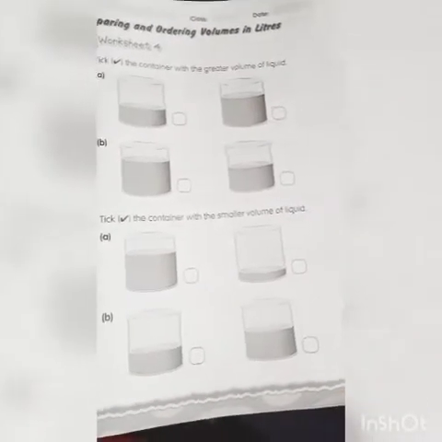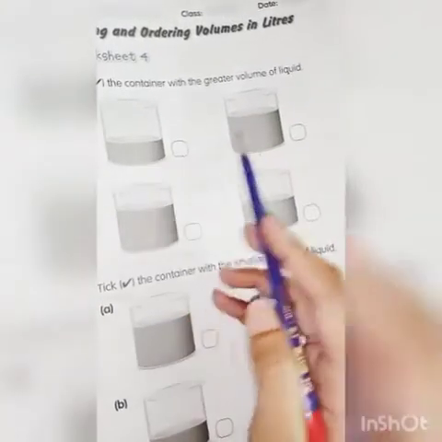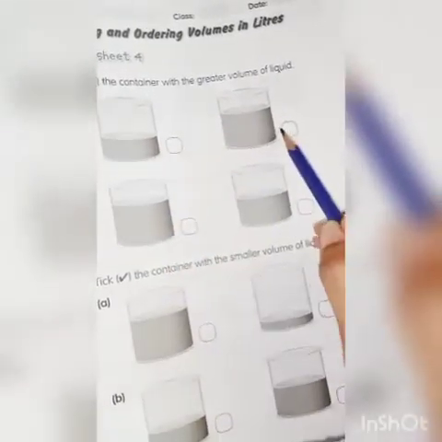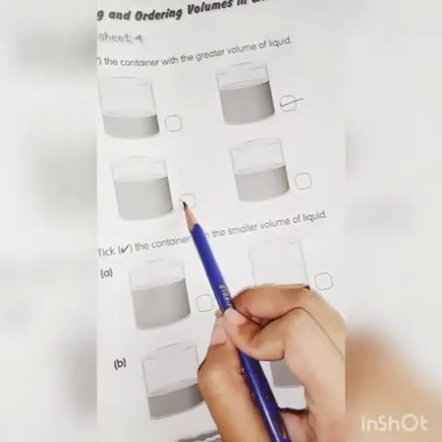Okay beta, now this is your assignment. You have to complete page numbers 212 and 213 from your activity book. Page number 209, which is very easy. What you have to do: tick the container with the greater volume of liquid. Which is the greater volume, this one or this one? This one is greater. In this case, beta, the first container has the greatest volume.